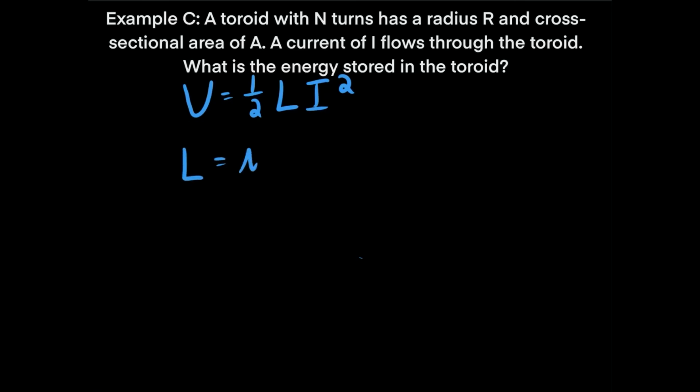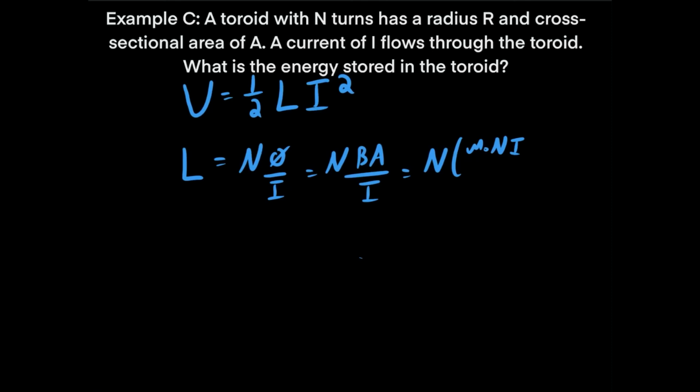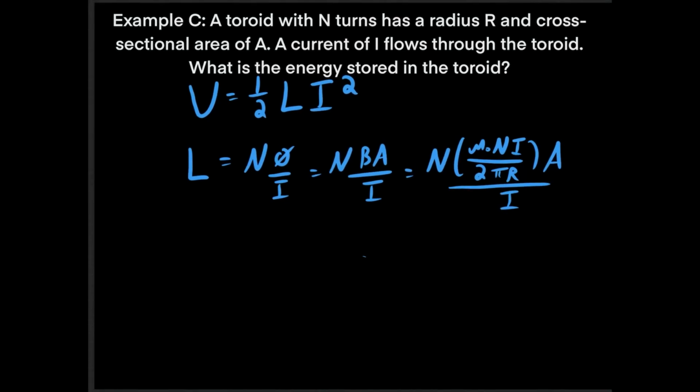So L is n phi over I. And then phi is BA, the magnetic field times the area of the toroid. And then the field through a toroid, again, we found this with Ampere's law, so I'm not going to derive it again here, but it's mu sub 0 n I over 2 pi r. And again, inductance is not based on I, so that's going to cancel out. So the inductance of the toroid is mu sub 0 n squared A over 2 pi r.